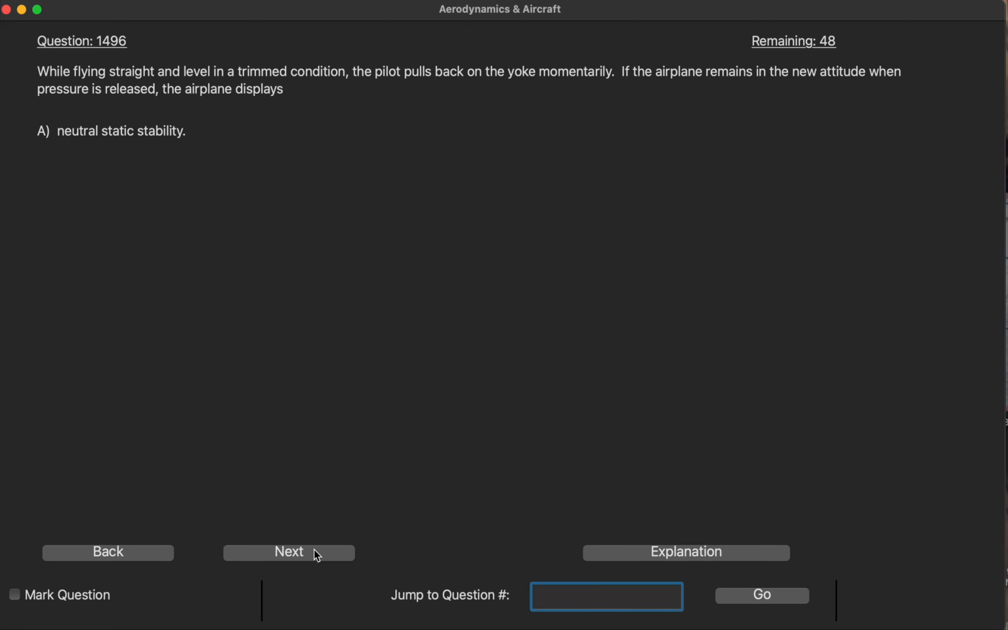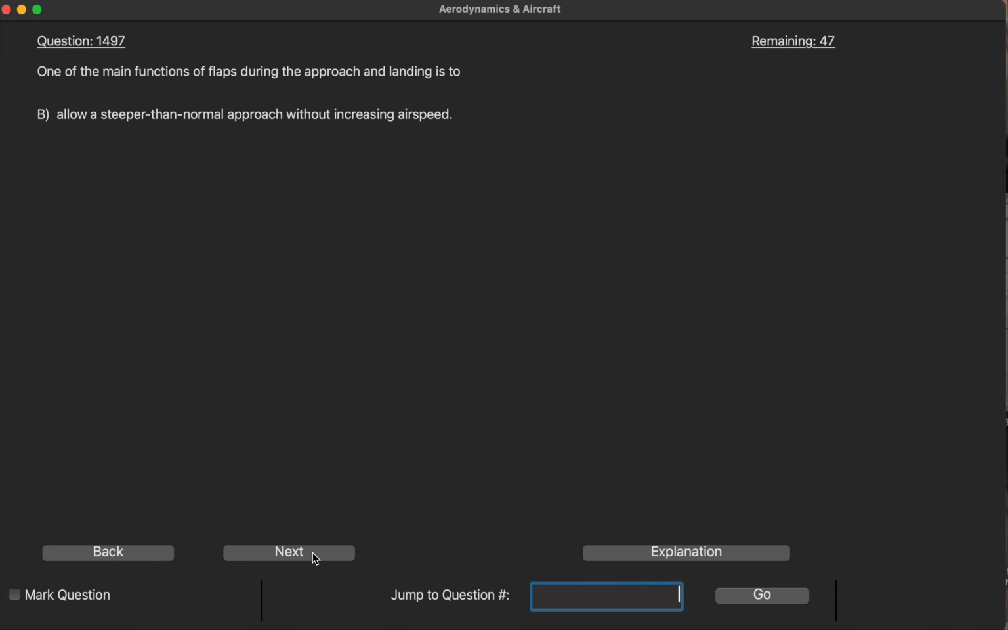While flying straight and level in trim condition, the pilot pulls back on the yoke momentarily. If the airplane remains at the new attitude when pressure is released, the airplane displays neutral static stability.